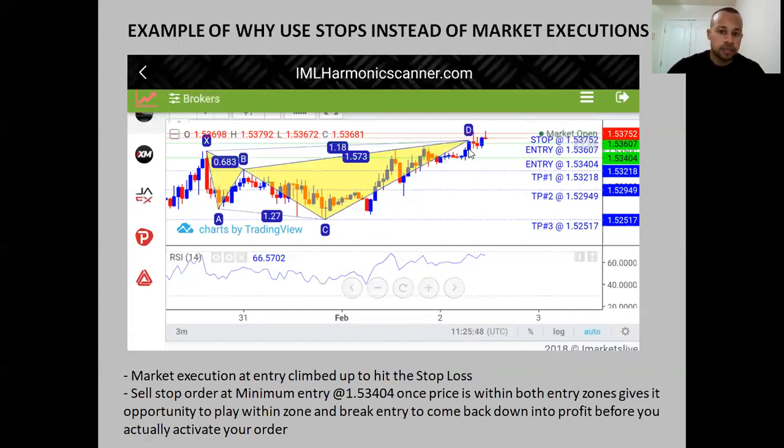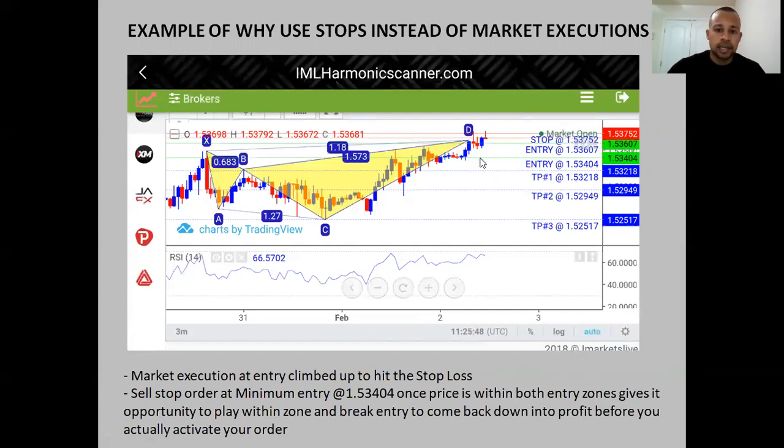And as you can see here from example, a few hours later, it actually came all the way back up, and it took the stop loss if you would have took that with the market execution before it actually dropped down. So right here within the entry zone is an example why I would have put a sell stop at the minimum entry instead of doing a market execution. So that way, as you see here, it would have hit the stop loss, but it has potential to still come back down, pull back into the reentry, and drop down to our take profit 1.